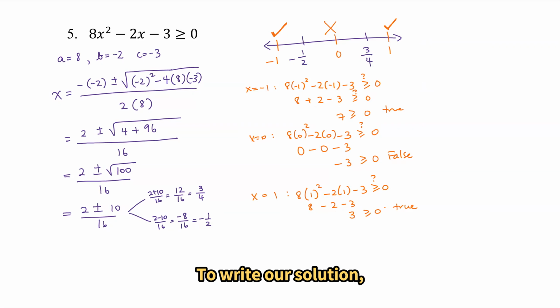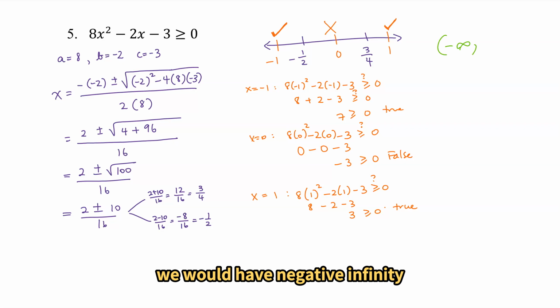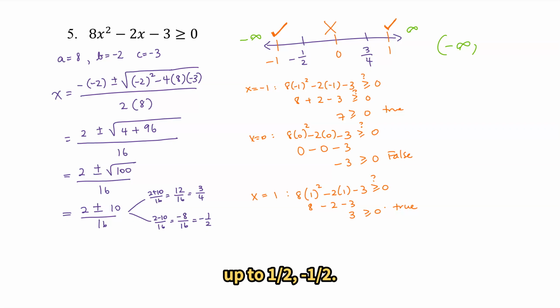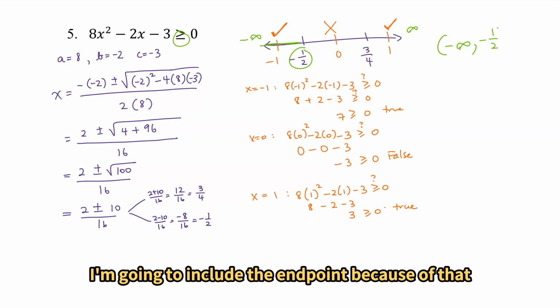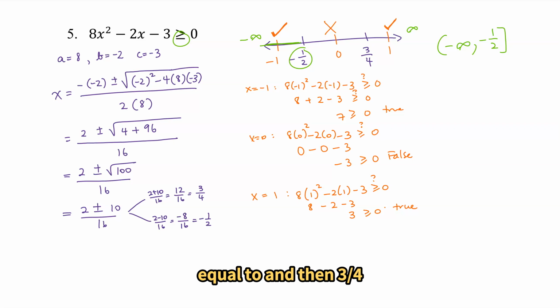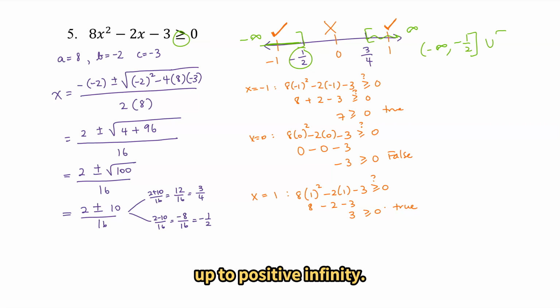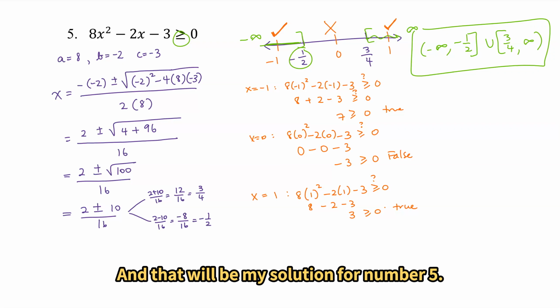To write our solution, we would have -infinity up to -1/2. I'm going to include the endpoint because of that equal to, and then 3/4 up to positive infinity. And that will be my solution for number 5.